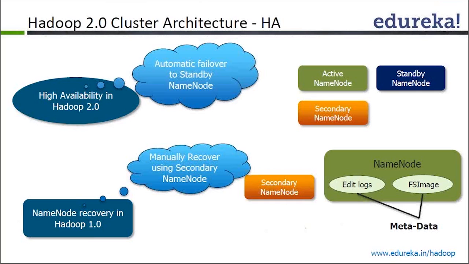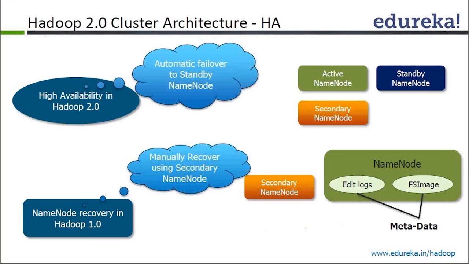So let's see about Hadoop 1.0 and 2.0, guys. You had the name node, which has a manual recovery process in case of failure, and that's where you have the secondary name node that reads the data from the edit logs and the image file and plays it back, and based on that data you recover the name node.